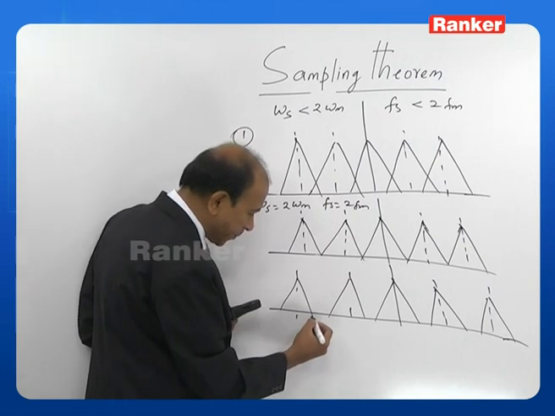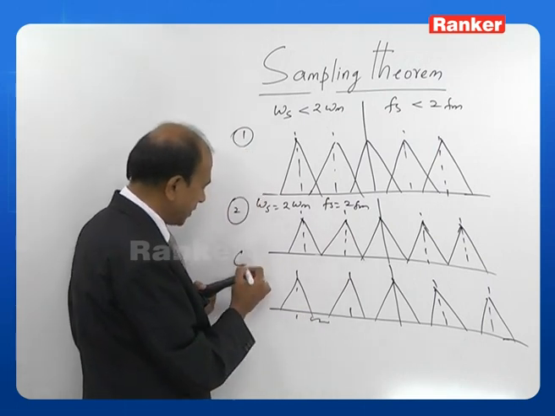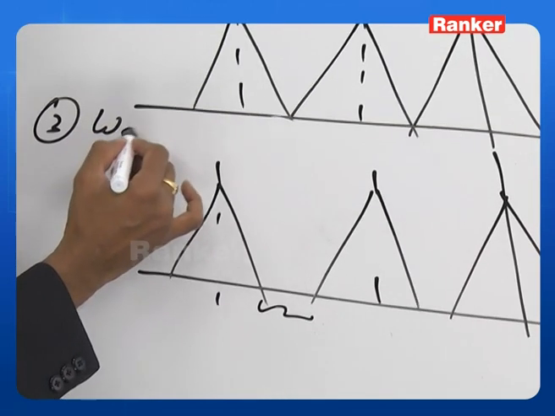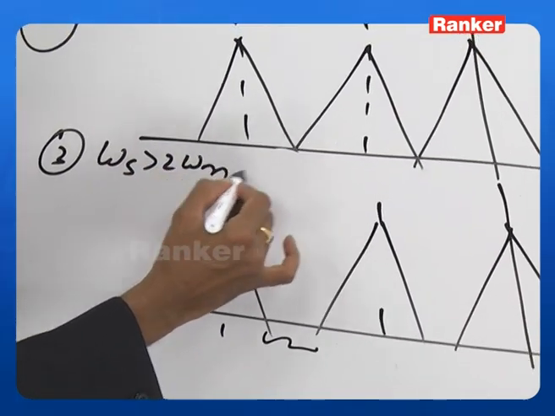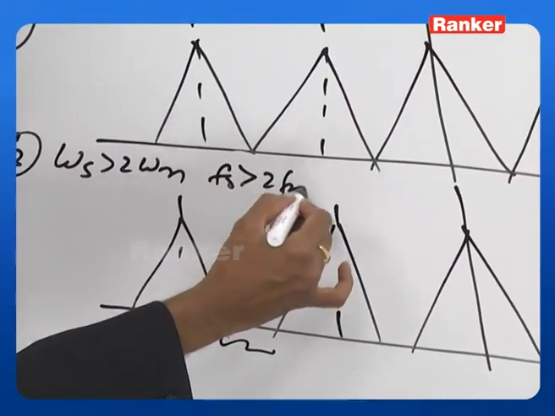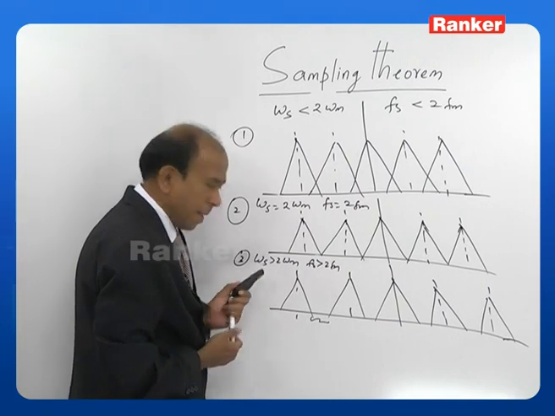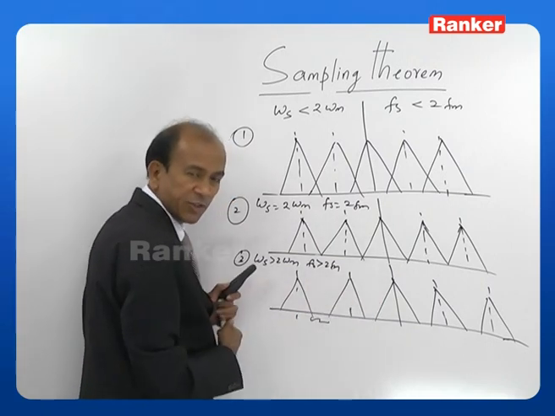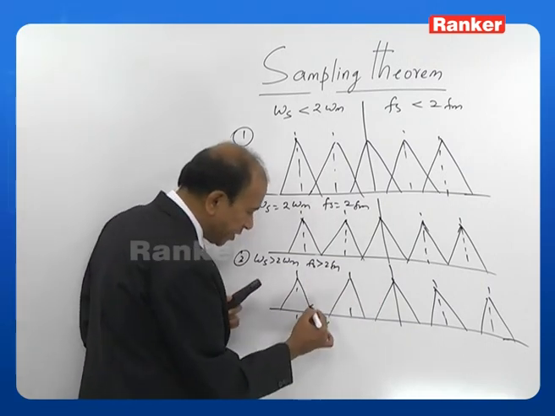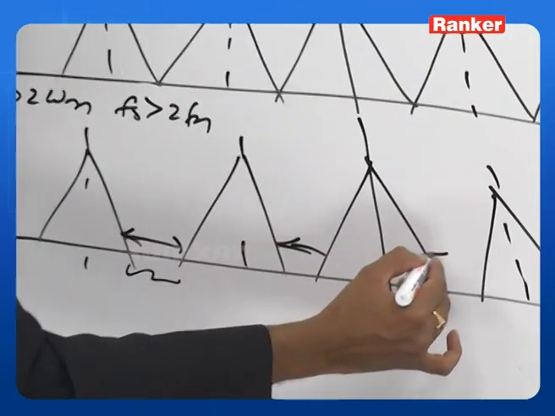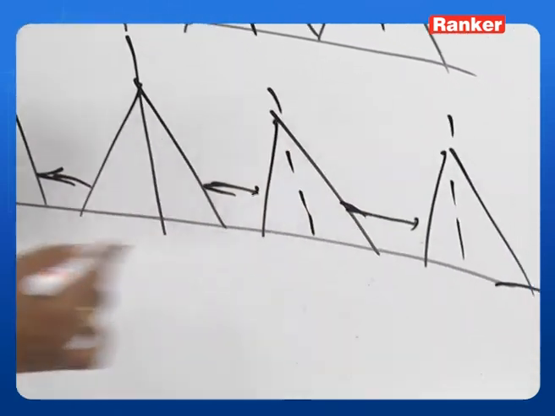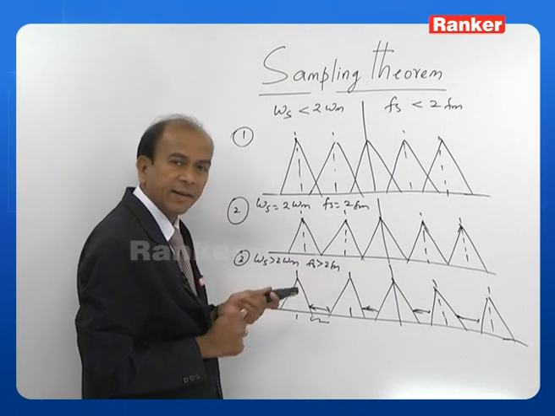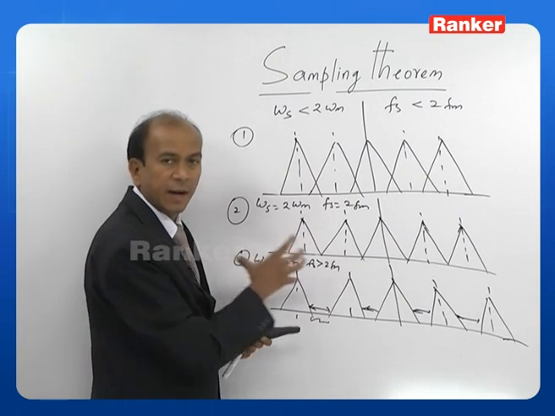So, this is the third case, where omega s is greater than 2 omega m, or Fs is greater than 2Fm. What happens here is the spectra are separated by certain distances. This separation which you see here is nothing but your guard band. Okay, this is called a guard band.